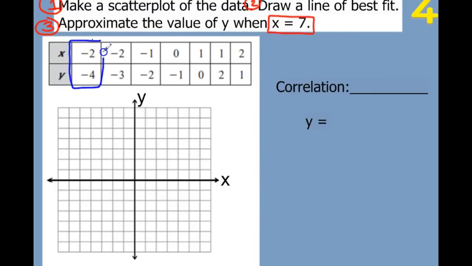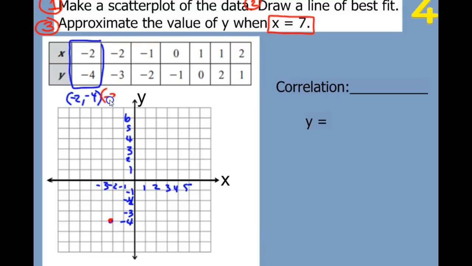This first point, x is -2, and you can write that right here. Y is -4, so x is -2 to the left. And then -4 is down 4. Oops, 1, 2, 3, 4. So there's that point. If you want to number your lines, take a second to do that. Alright, so this was our first point we plotted.